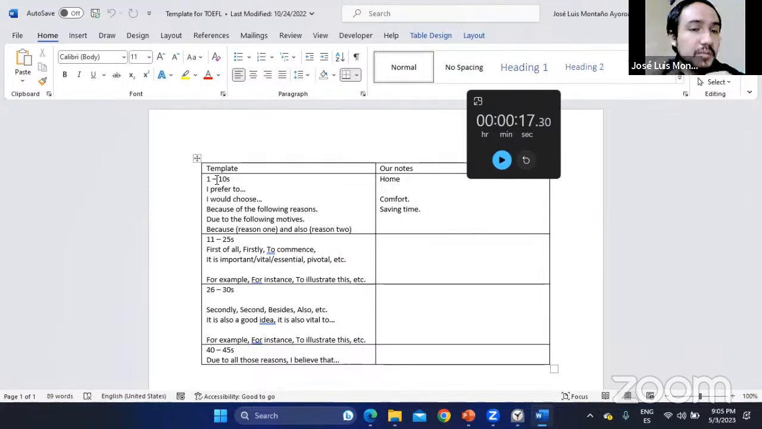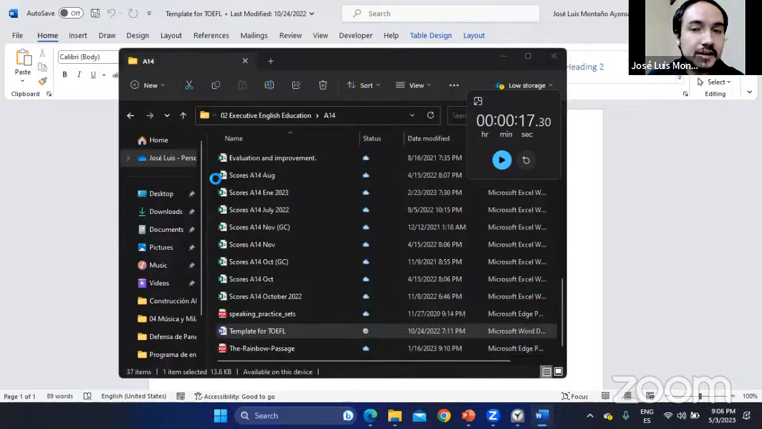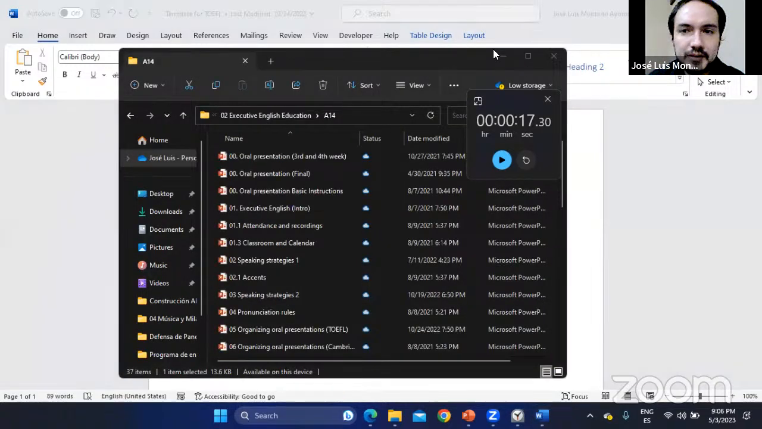Okay, so I'm being very precise. You don't have to follow the time like this, guys. This is just parameters that you can take into account. But it's for you to be organized and to be sure that you're going to finish everything in 45 seconds. Okay, so that's the example. That's the second part.